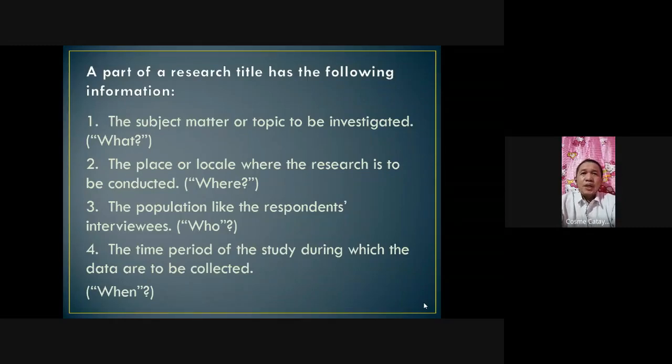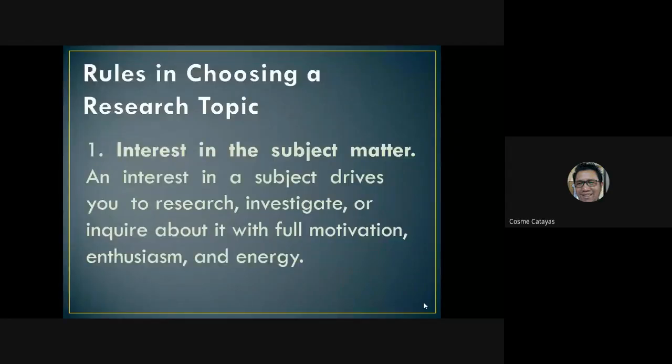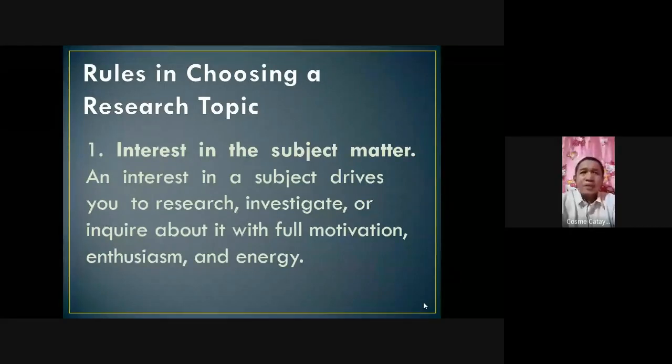Rules in choosing a research topic. Number 1, interest in the subject matter. An and energy. Number 2, availability of information.